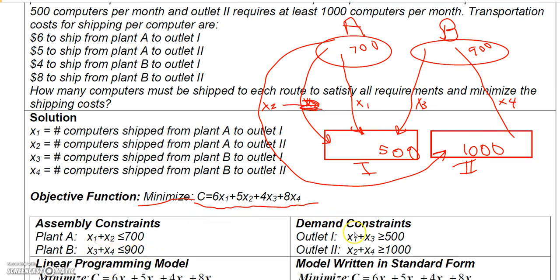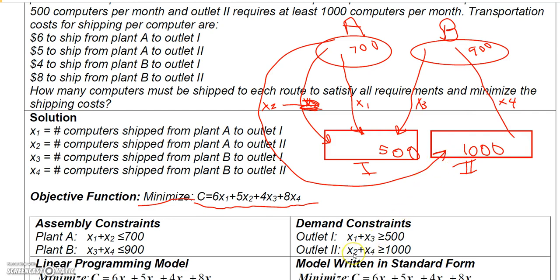Then we have our demand constraints. Outlet 1 demands at least 500 computers. Look at what's coming into Outlet 1: I have X1 computers coming in from Plant A and X3 computers coming in from Plant B. So X1 plus X3 has to be greater than or equal to 500 to satisfy Outlet 1. And then Outlet 2, what have I got coming into Outlet 2? I've got this X2 coming into Outlet 2, and I've got this X4 coming into Outlet 2.